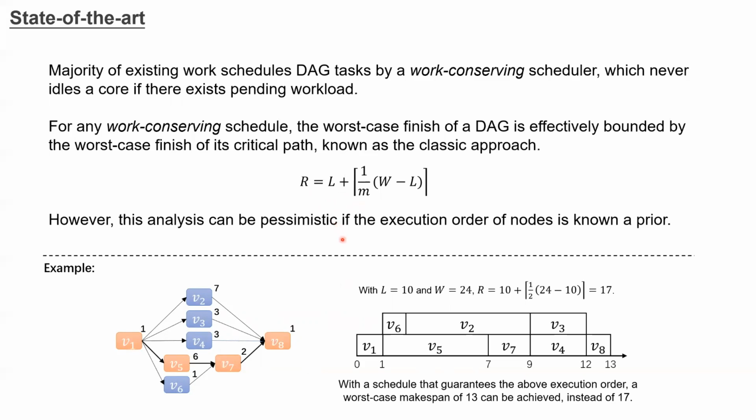However, this analysis can be pessimistic if the execution order of the nodes is known before execution. So take the same example here. Based on the equation, we get a worst-case finish time of 17. But if we have an explicit execution order, for example, the one shown here, we can have a worst-case makespan of 13 instead of 17.